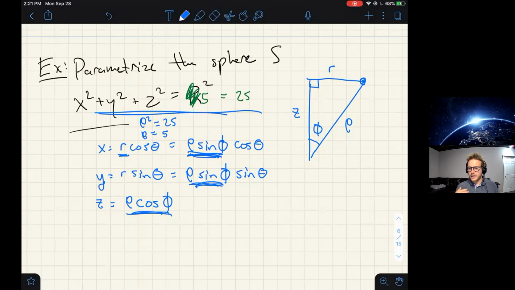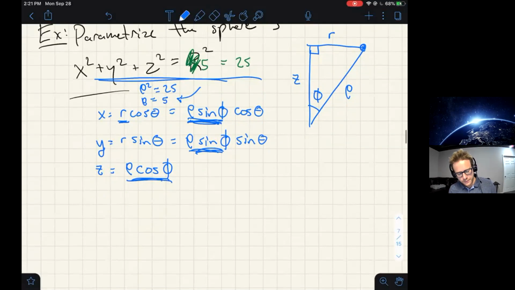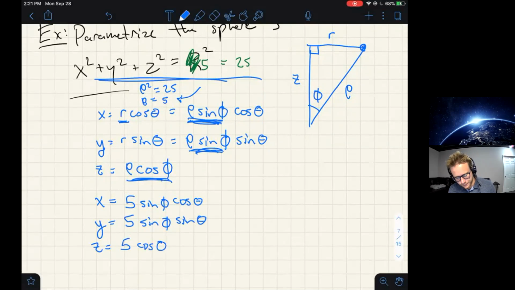That's how we're going to reconcile this fact that here we have 3 variables, but when we parameterize something, we're only allowed to have 2 variables. So we need to get rid of one of these variables, and the variable that I'm going to get rid of is rho, because we know that rho is always equal to 5 on the surface of this sphere. So I'm going to write down x is equal to 5 sine phi cosine theta, y is equal to 5 sine phi sine theta, and z is equal to 5 cosine phi.